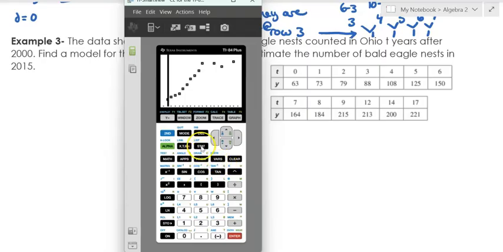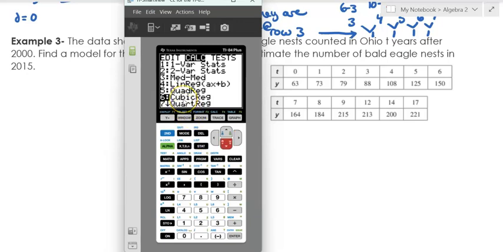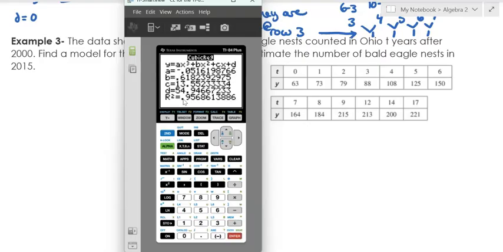So here's how we find out. We go back to stat. We go over to calc. We get down to cubic regression. Let's try cubic first. So we hit enter, tell it to calculate. Now, this r squared value is 0.9568. So jot that down or keep that in your mind. It's 0.9568.